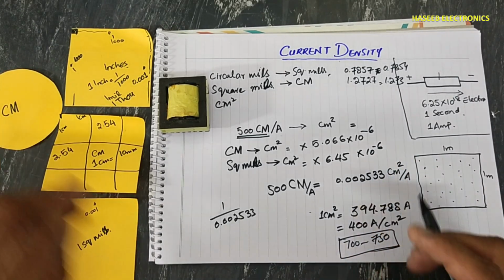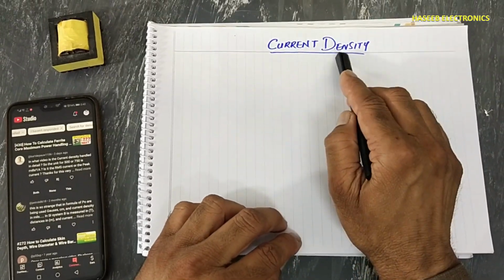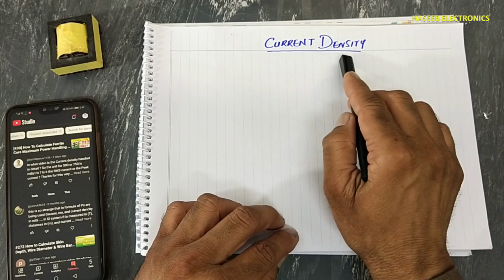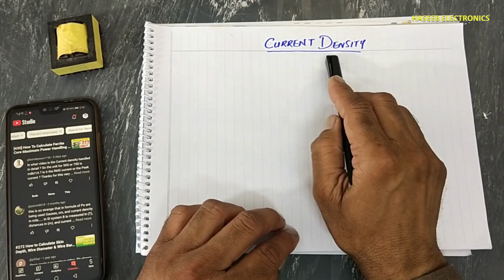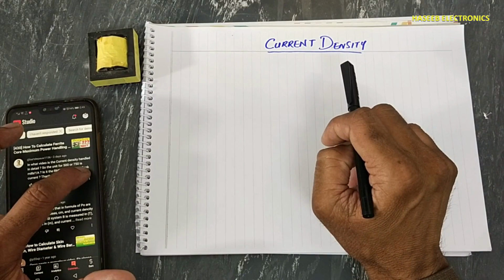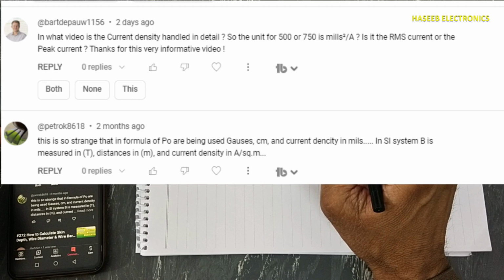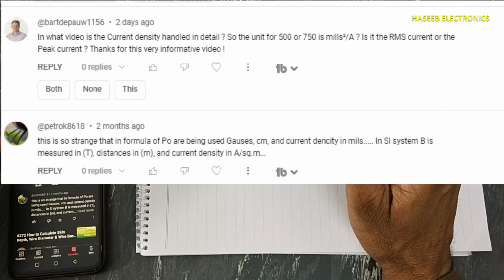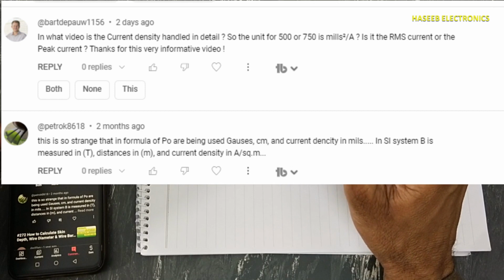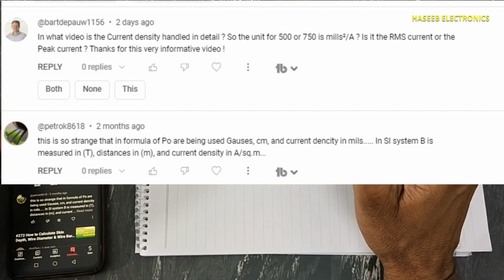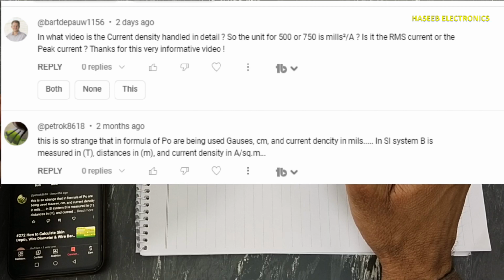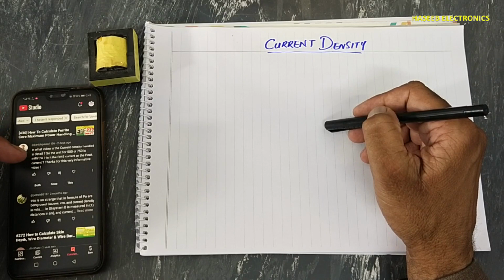Let's start. When we say current density, these are two words. Current density in a transformer. I received a comment from my viewer. He watched my video number 430, how to calculate ferrite core maximum power handling. My viewer is asking, in what video is the current density handled in detail? I don't have this video before, so now we will discuss it in detail. The units 500 or 700 mils per ampere, is it RMS current or peak current?